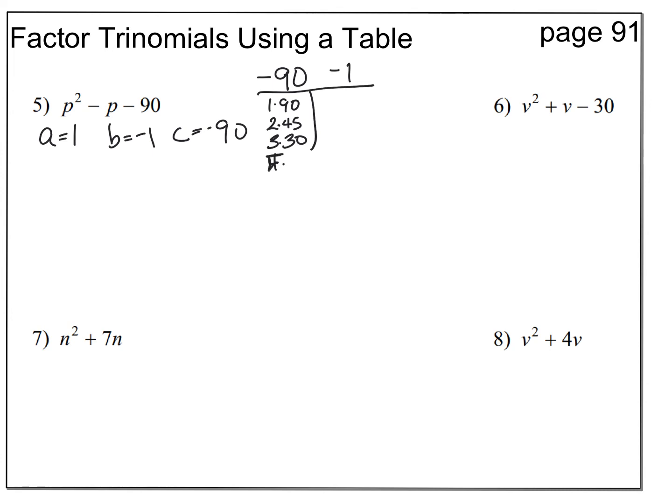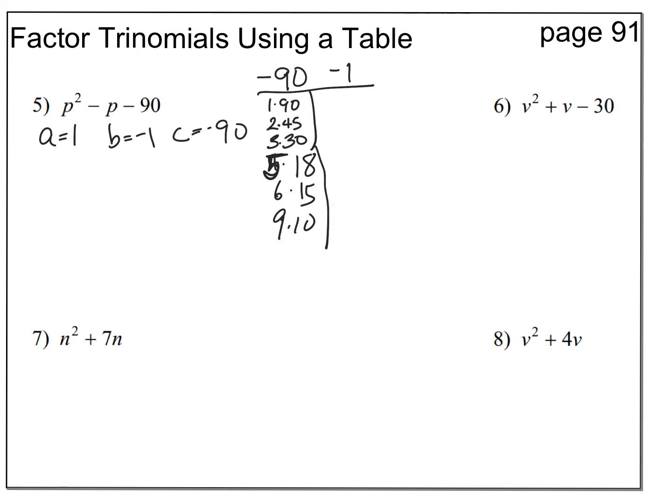5 times something. 5 goes into 90, 1 times 18. 6 goes into 90, I think it does, 15. 7, no. 8, no. 9 times 10. And that's it.